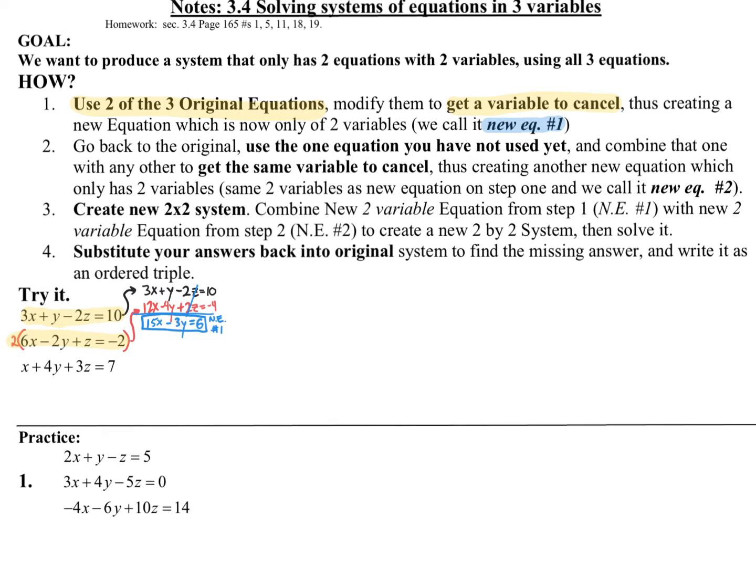Okay. Now it doesn't have to be x's and y's. It could be x's and z's. It could be y's and z's. But in this case, since we decided to cancel out z's, we have this new equation that says x's and y's only. Let's move on to step 2.